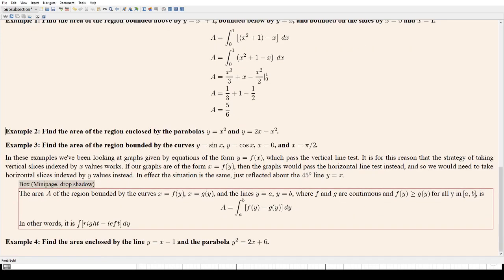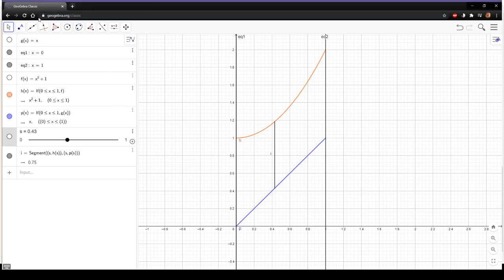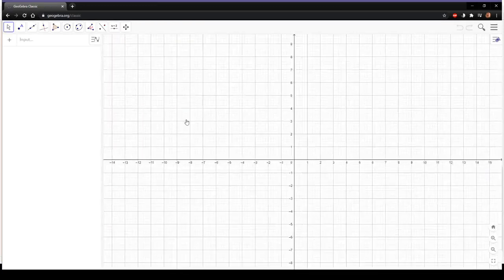Alright, next. Find the area of the region enclosed by these two parabolas. Well, once again, let's start with a sketch. So let's move over to GeoGebra. Let me get a fresh page. If you just reload, that'll clear it all out.